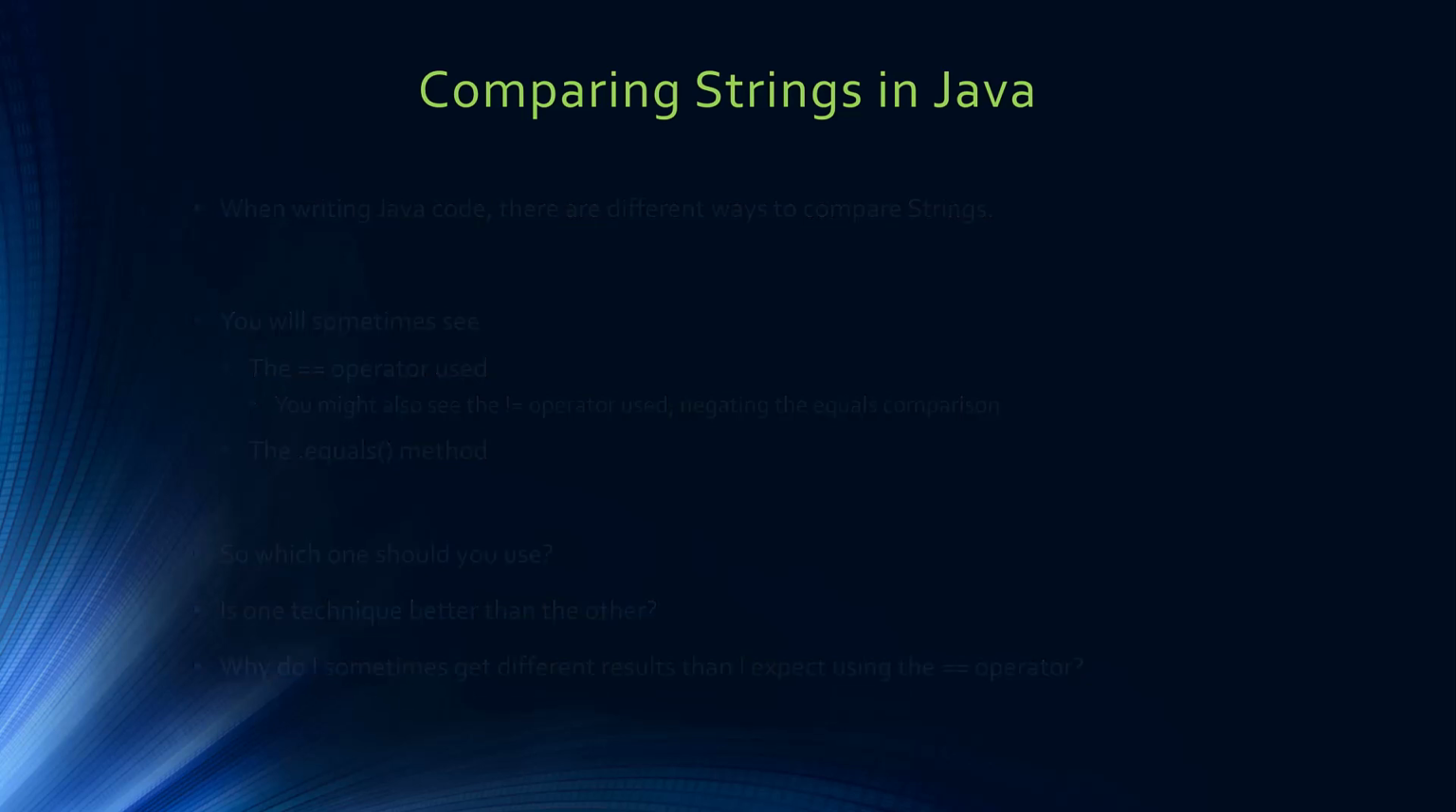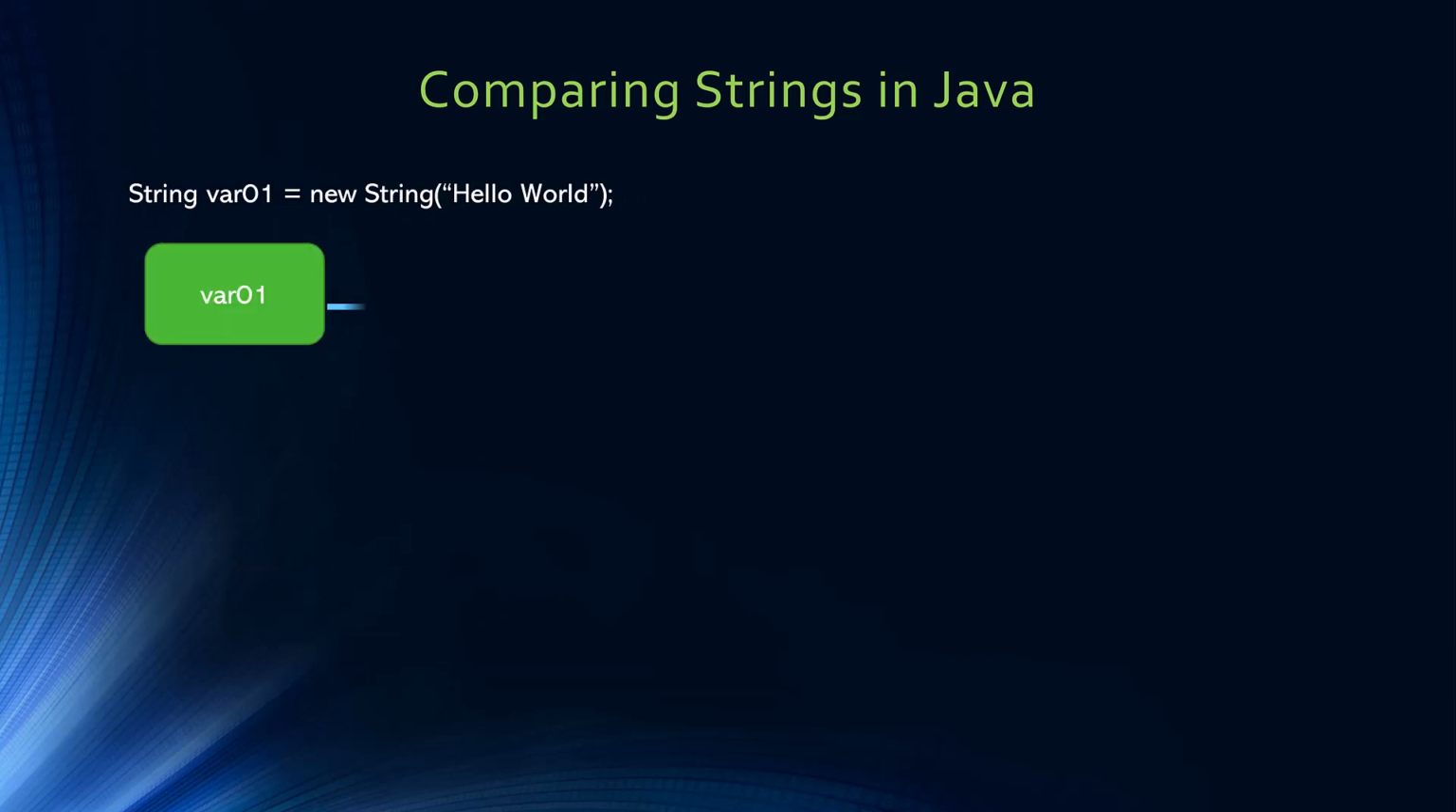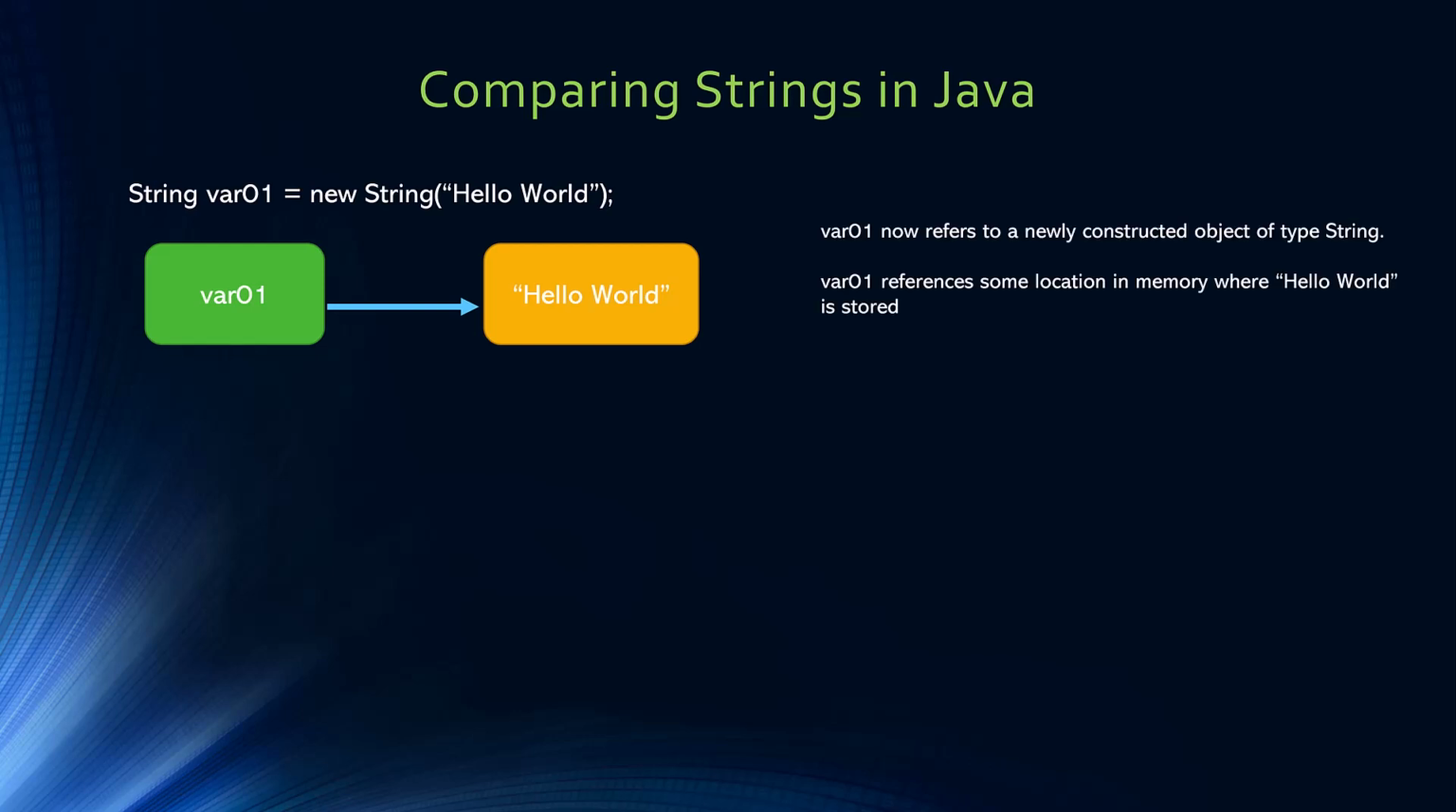First, let's declare a variable called var01 of type string. Then we'll initialize it using the new operator and set it equal to a string object, which is set to hello world. After doing this, var01 references some location in memory where the string hello world is stored.